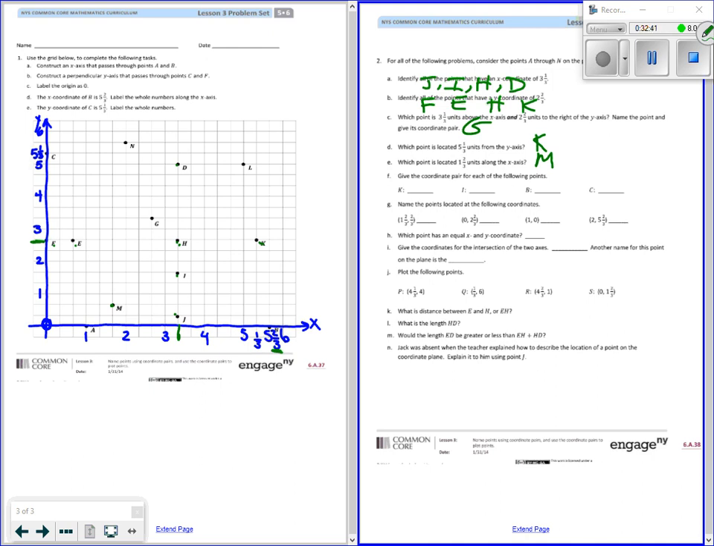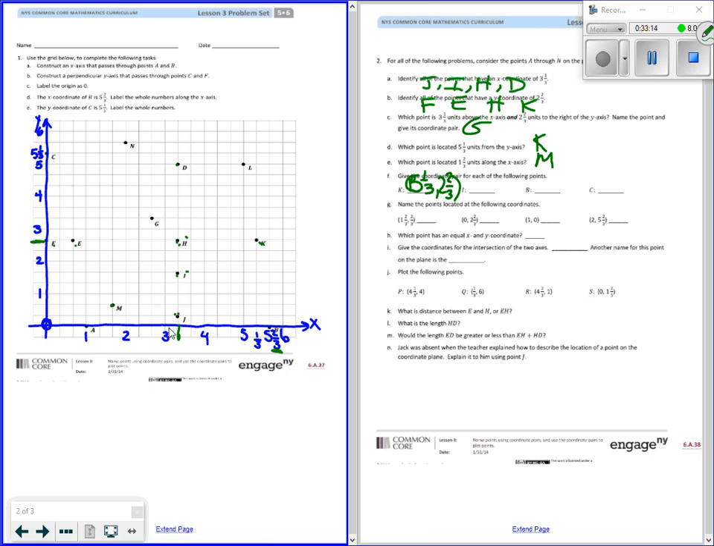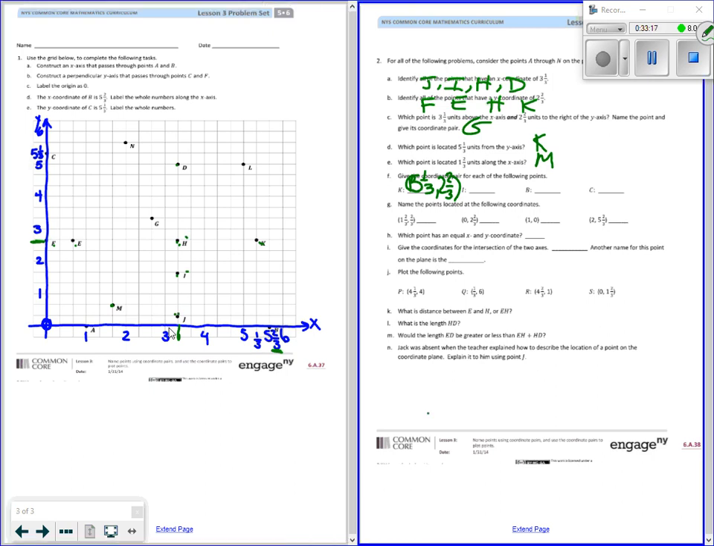What is the coordinate pair for K? What are the points for K? 5 1/3 and, yes, 2 2/3. What is J, Jackson? J for Jackson. J is down there. You've got H, I, J. Where is J?